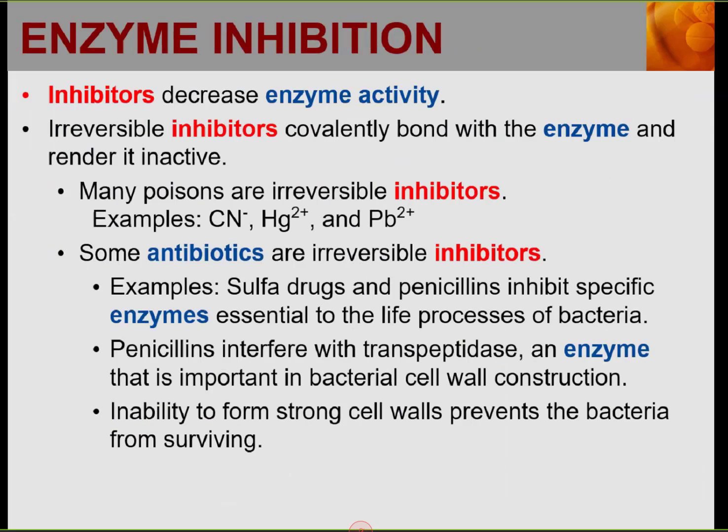So, inhibition. Enzymes can be inhibited two different ways. Either you have irreversible inhibitors or you have reversible inhibitors. An example of an irreversible inhibitor is poisons. Cyanide poisoning, mercury poisoning, lead poisoning, these are all generally irreversible.